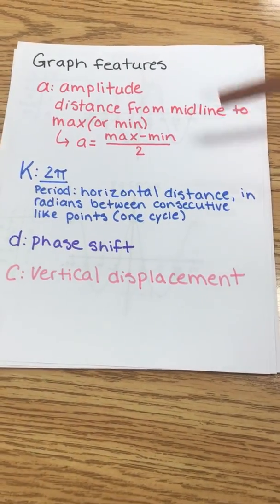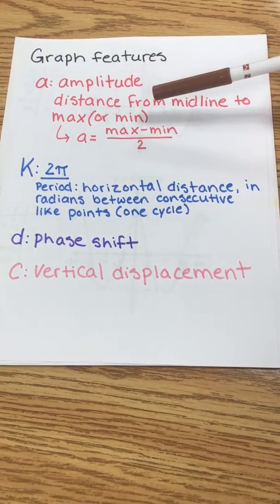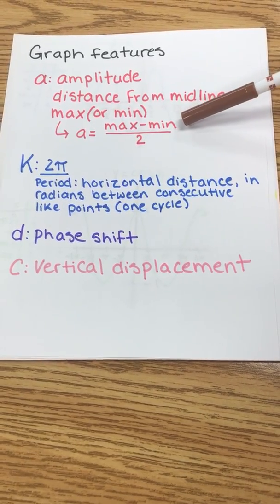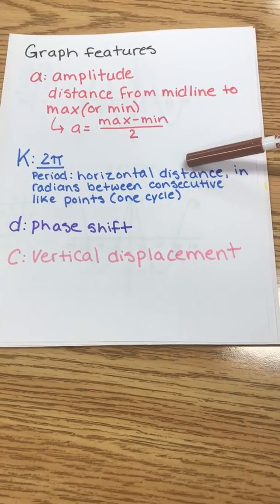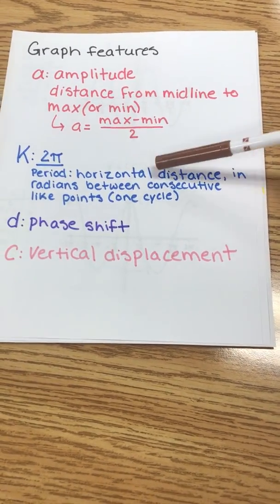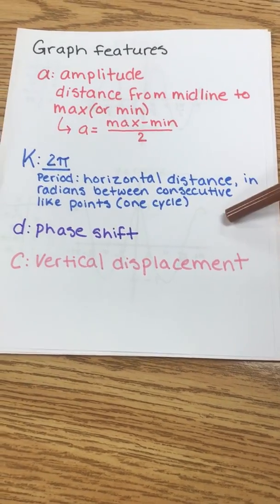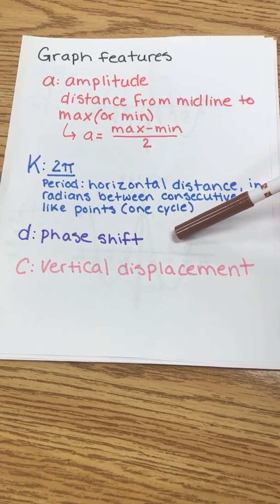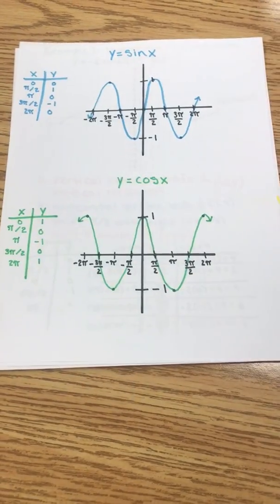Here we have the graph features. There's the amplitude, which is the distance from the midline to the max or the minimum. Here's the formula to find it: A is max minus minimum divided by 2, even though we're not using this today. K is 2 pi over period. The period is the horizontal distance in radians between consecutive like points, also known as one cycle. D is the phase shift, which is the same as the horizontal shift, and then the vertical displacement is the same as the vertical shift.